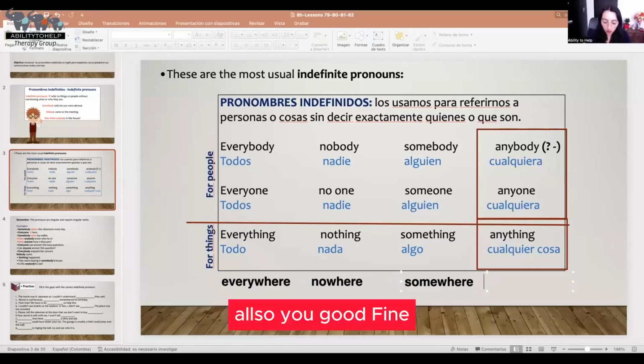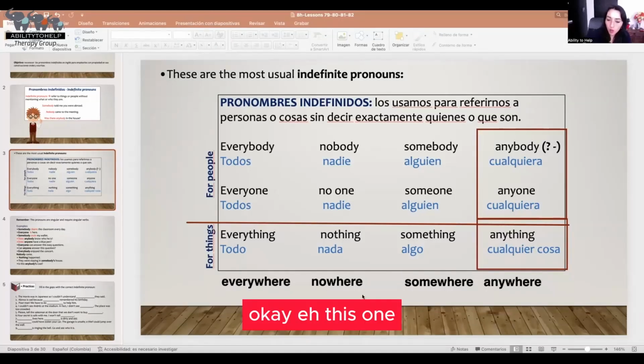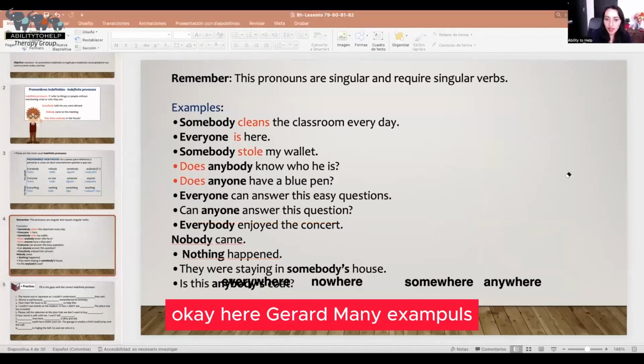Also, you could find anywhere. This one with where is when you talk about places. When you talk about places, I'll show you some examples about it. Here, there are many examples.